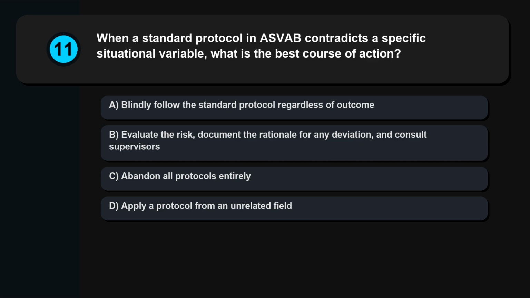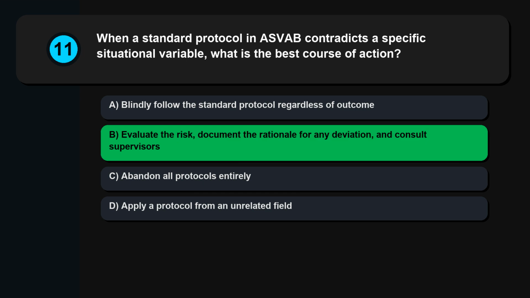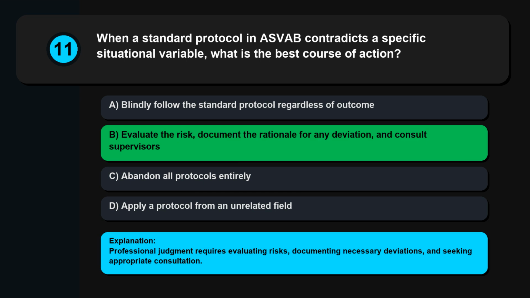Question 11. When a standard protocol in ASVAB contradicts a specific situational variable, what is the best course of action? Blindly follow the standard protocol regardless of outcome, evaluate the risk, document the rationale for any deviation, and consult supervisors. Abandon all protocols entirely. Apply a protocol from an unrelated field. Professional judgment requires evaluating risks, documenting necessary deviations, and seeking appropriate consultation.